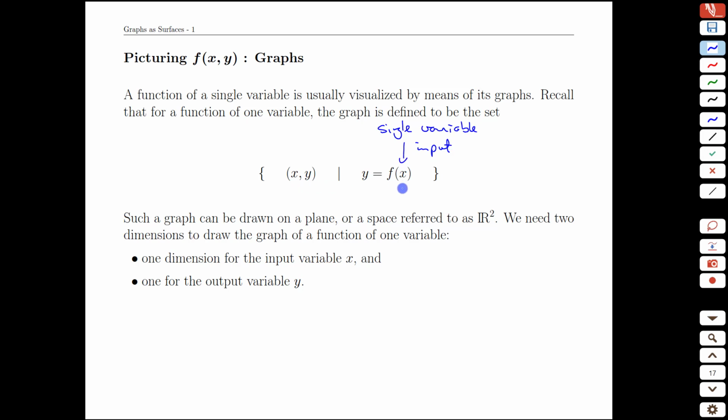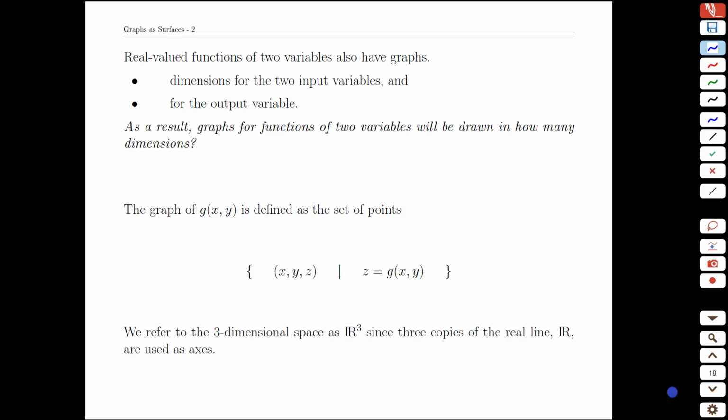What we obtained was a graph in the xy plane. There's one input, but we needed two dimensions to show everything because we were capturing the relationship between x and y with our function as the intermediary between those two variables. So we needed two dimensions, one dimension for the input and one dimension for the output. Well, that's going to get complicated then when we have functions of two variables, because we have two dimensions for the input and one for the output.